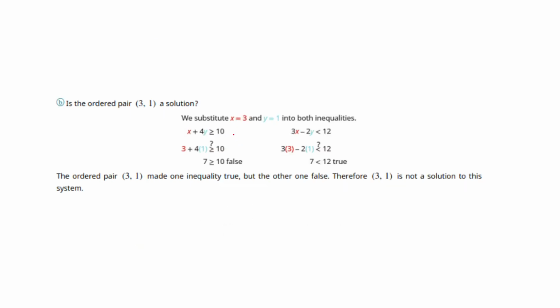Now, if we try 3, 1, a totally different point, into both equations, the one on the left turns out to be false. So 3, 1 is not a solution to this system because it isn't true for one of the inequalities. This is the same idea we saw with lines. The only difference is now we're looking at inequality statements instead of just equal to. Since 3, 1 is not true in both of them, it is not a solution. It has to be a solution to both.